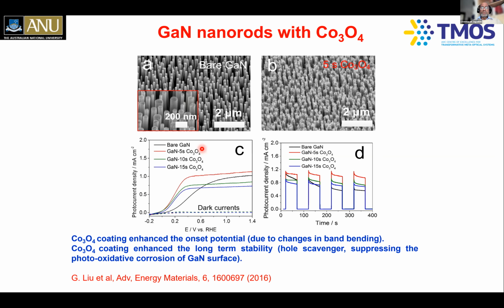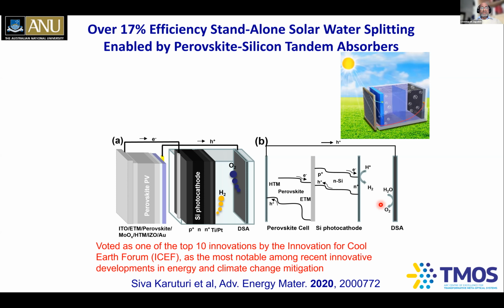That is why we had to coat cobalt oxide on top of this, so that it can protect the surface of gallium nitride, because photooxidation is a major issue, and we'll be able to show that it can get very stable structures also. And most recently, we've demonstrated a 17% efficient standalone solar water splitting system using perovskites on top of silicon, with the perovskites essentially as the solar cell powering this device, and silicon as a photoelectrode, a photocathode here, for example.